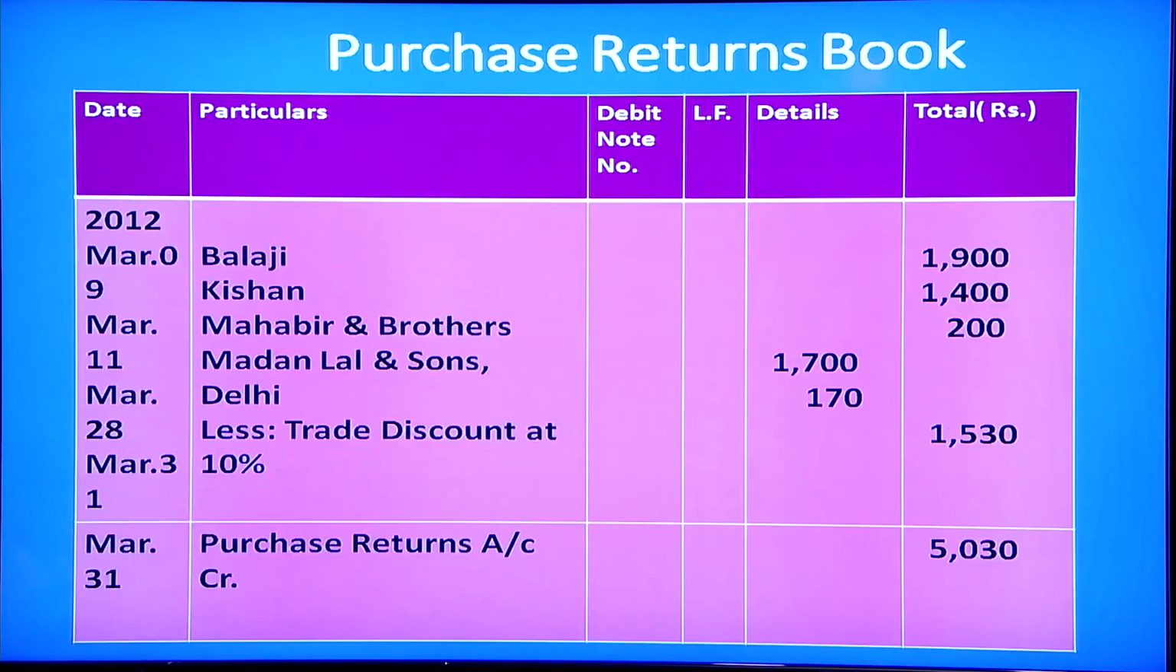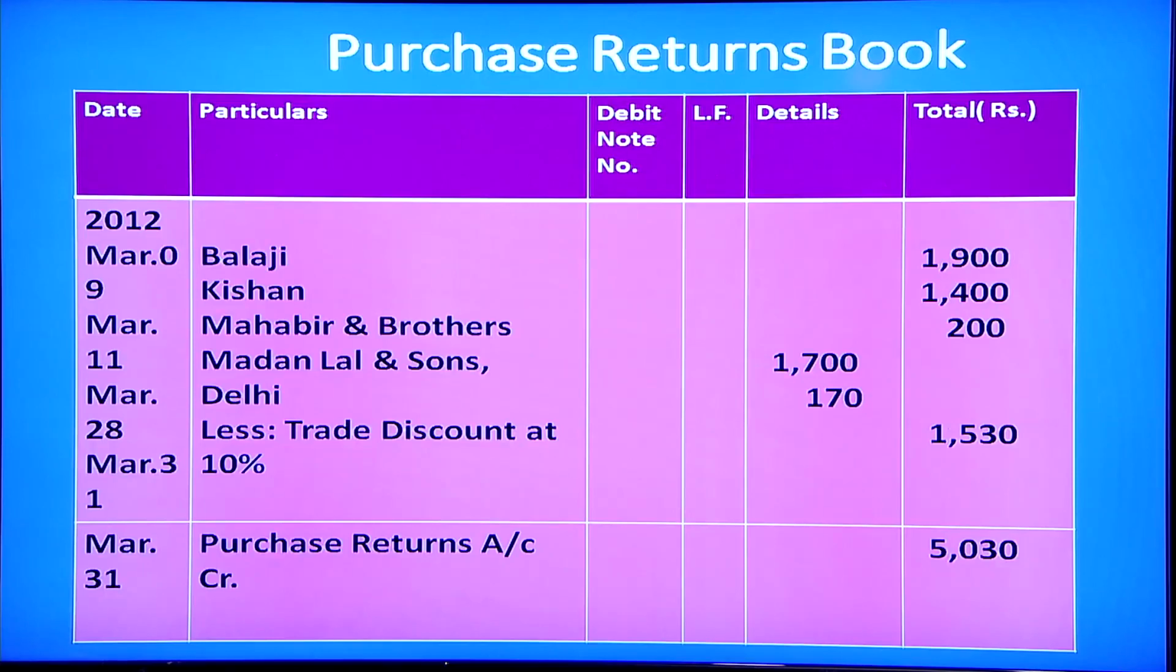We have to open the purchases returns book. So the heading will come as purchases returns book. In the date column, you have to write the respective date. On March 9th, we have returned goods to Balaji. So in the purchases returns book, we will write the name of that particular person, that is Balaji, in the particulars column. And the amount of goods returned will be written in the amount column.